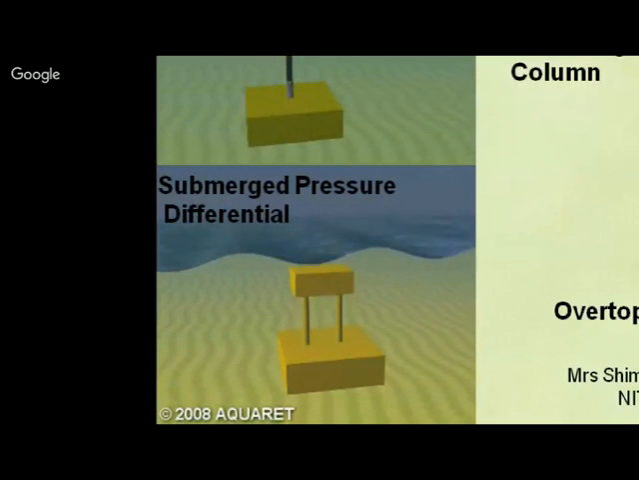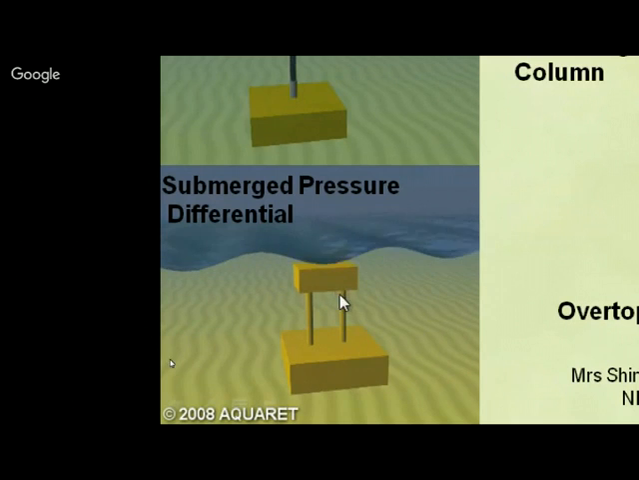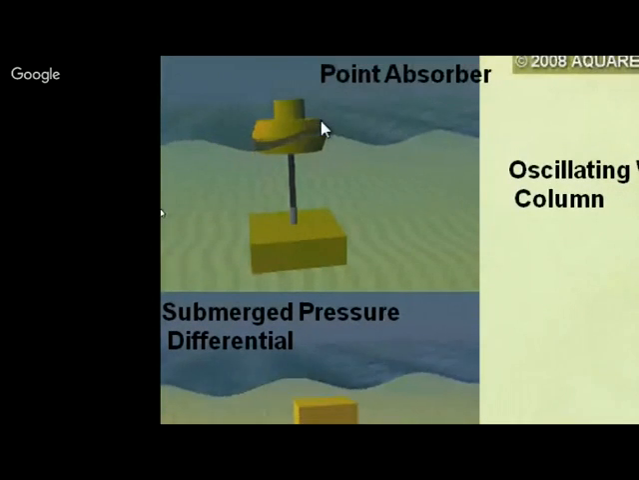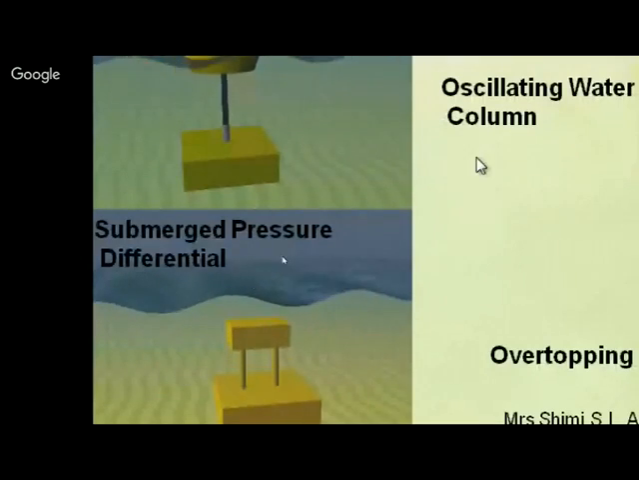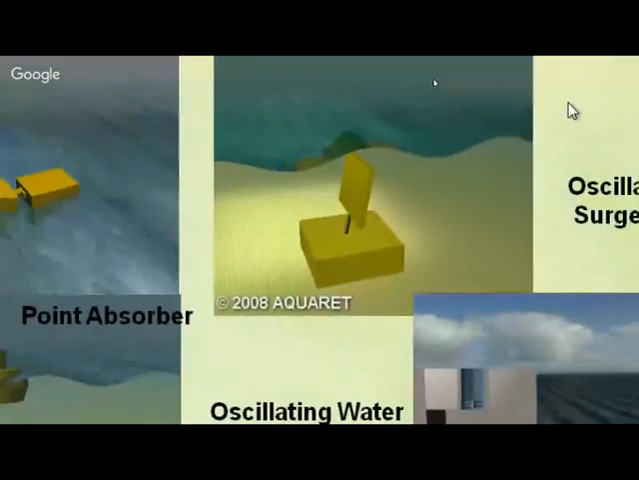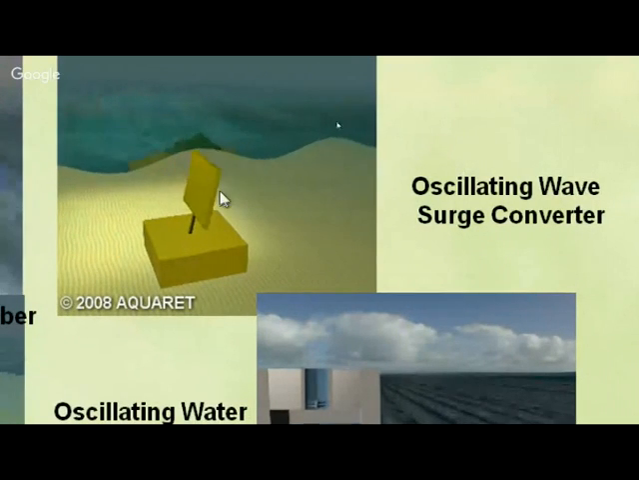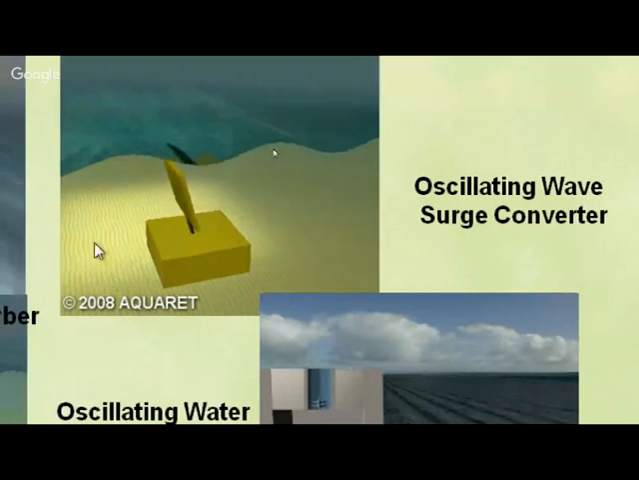Next, submerged pressure differential. So इसमें क्या है कि जो rotor, like the moving part है, that is submerged in water. In the last case में तो it was not submerged. It was floating in the water, but in this case it is submerged. Next you have this flap type. So it is an oscillating wave surge converter. So here this is also submerged type, and it is oscillating.